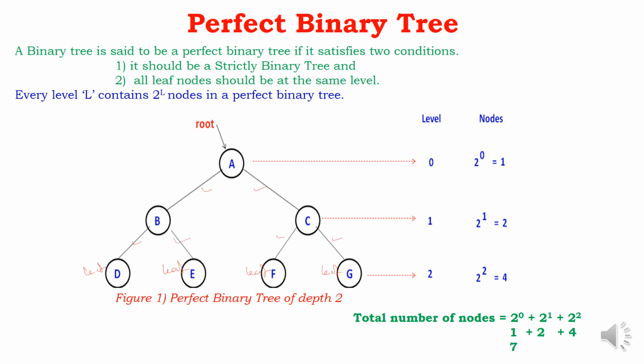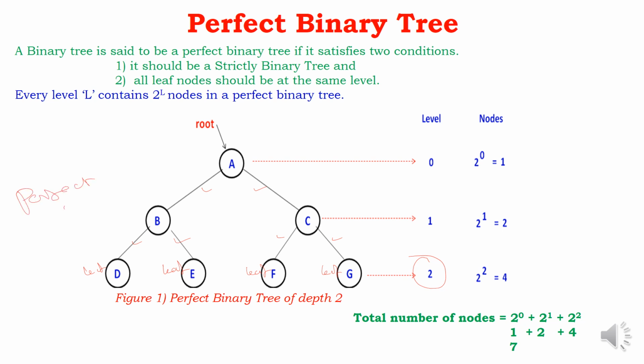And the second condition, all leaf nodes are at the same level. So all leaf nodes have level 2. So leaf nodes are at the same level and it is a strictly binary tree. So a strictly binary tree where all leaf nodes are at the same level is said to be a perfect binary tree.